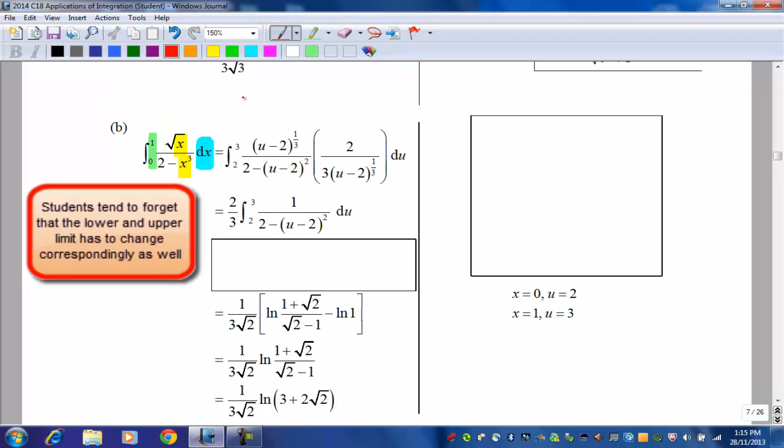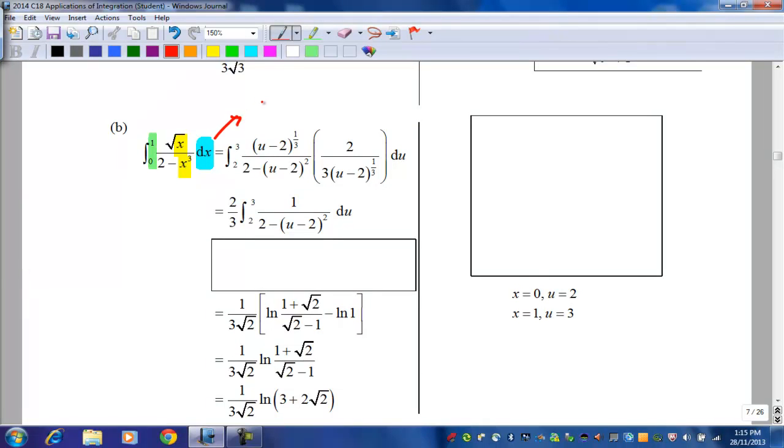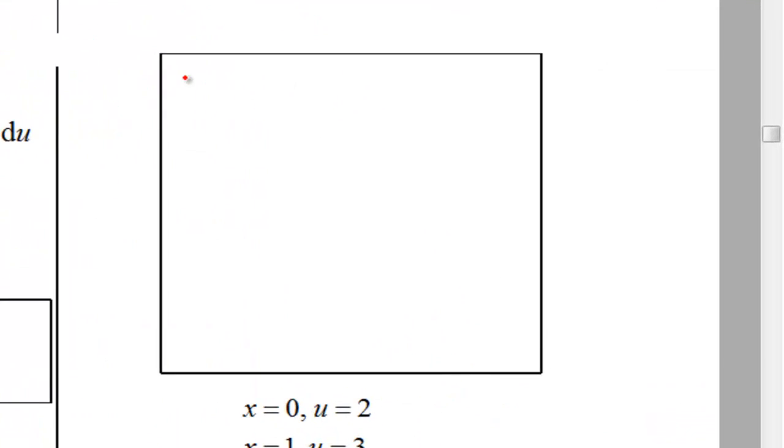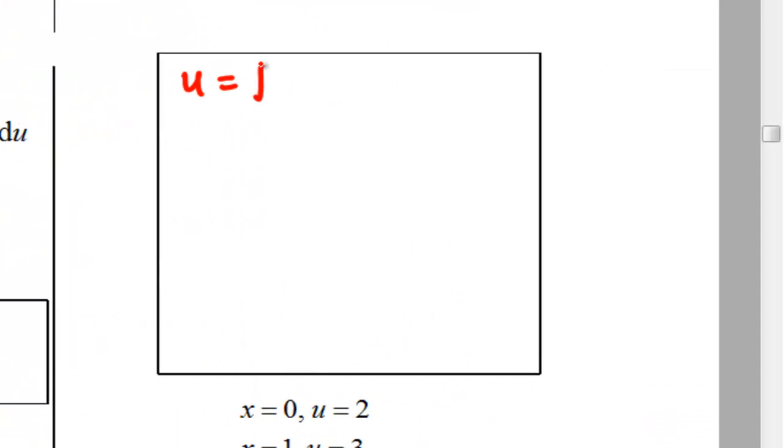So we deal with this dx first. In our mind, we know that dx is actually dx du. So what we need to do now is to find out what is this dx du. Based on the substitution given, we are given u equals root of x cubed plus 2. So to find dx du, we have to make x in terms of u first.